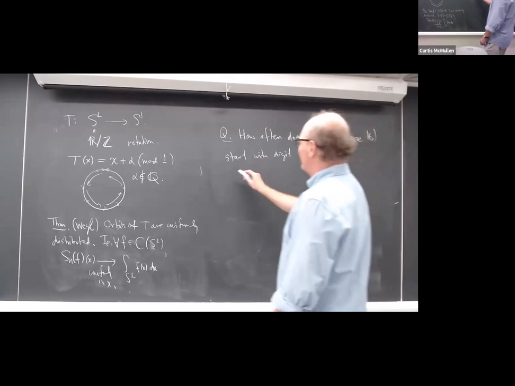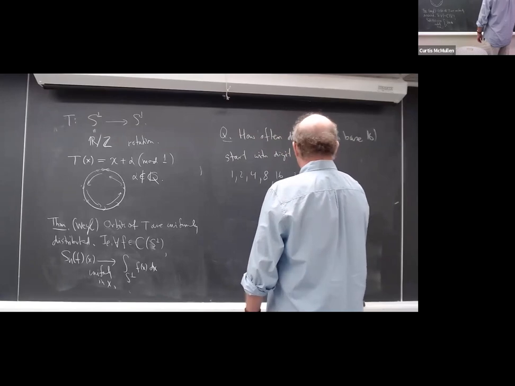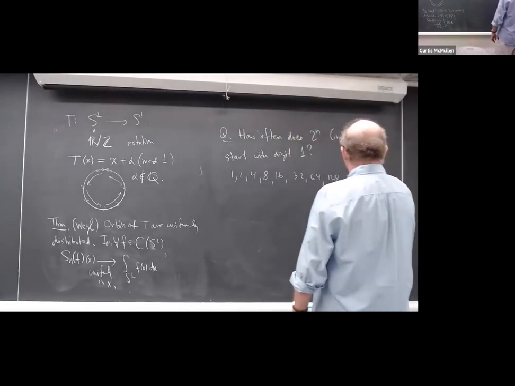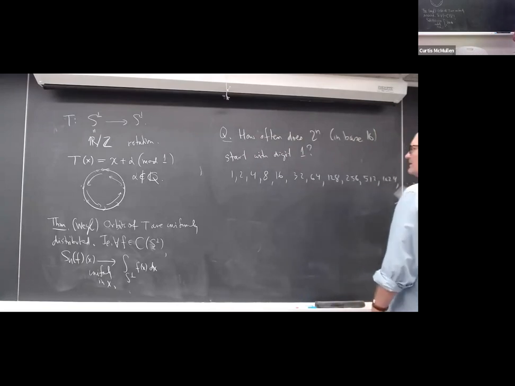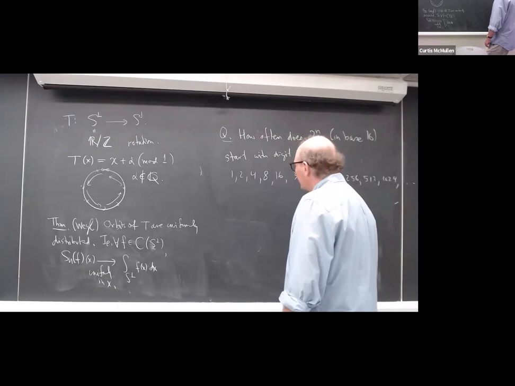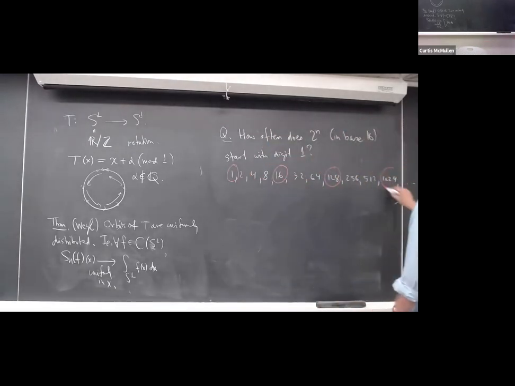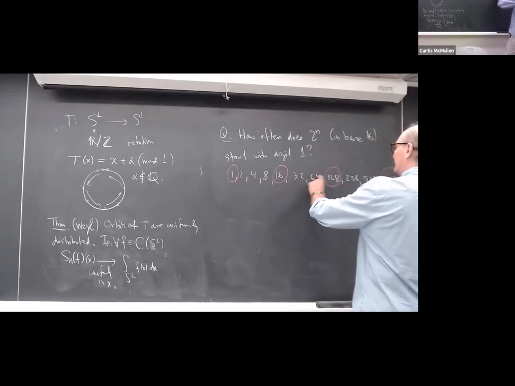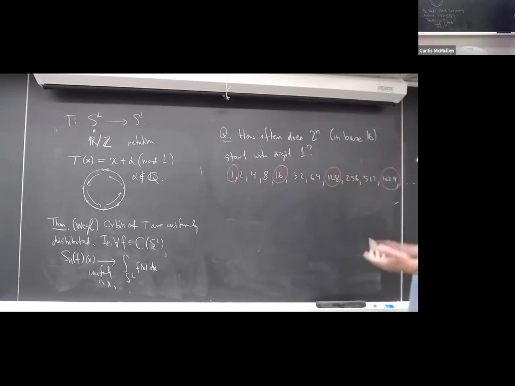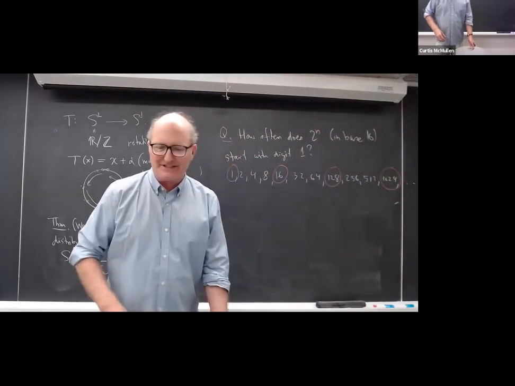Let me see if I can remember some powers of two. 1, 2, 4, 8, 16, 32, 64, 128, 256, 512, 1024. Okay, so here's a one, here's a one, here's a one, here's a one. We only did 11 numbers and we got 4 that came up one. It looks like one occurs more often than other digits.